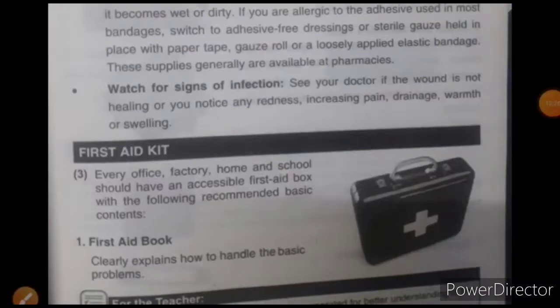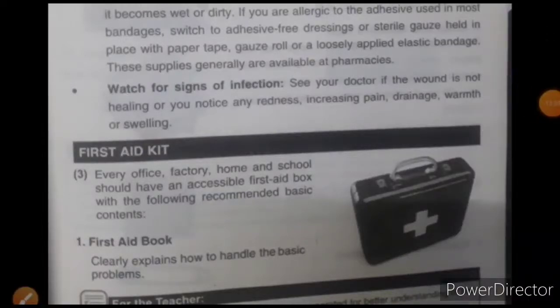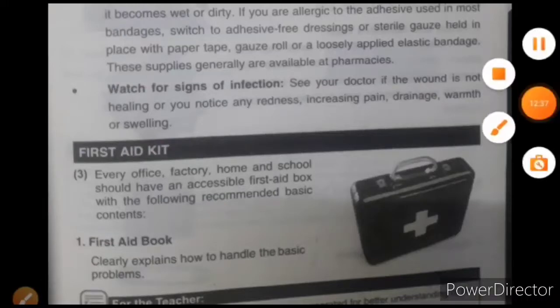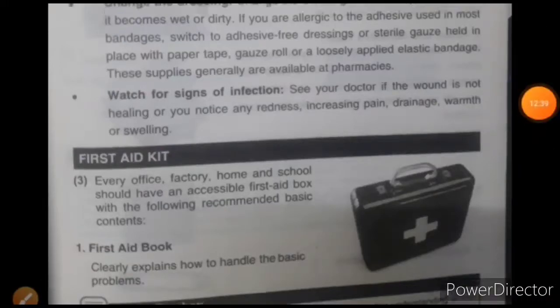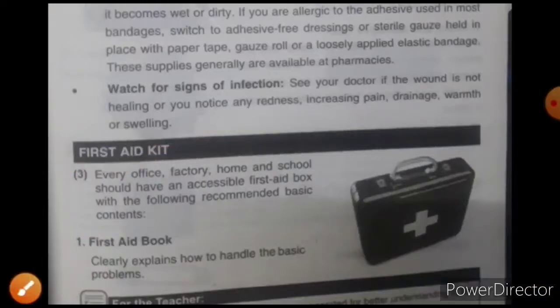First of all, this is also an important point, first aid kit के अंदर ये question भी आता है. So आपने इसमें लिखना है कि first of all you're going to start with what? You're going to start over here that every office, factory, home and school should have an accessible first aid box with the following recommended basics. So the first basic thing is your first aid book, that it tells you clearly how to handle a certain problem. ठीक है. This is the first thing.